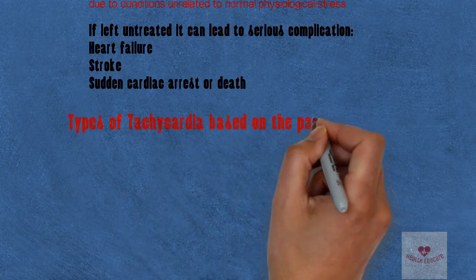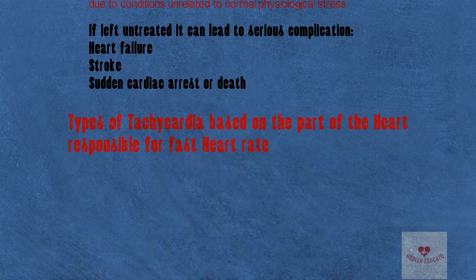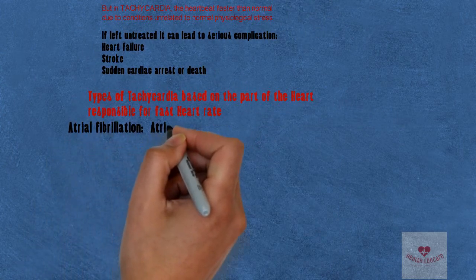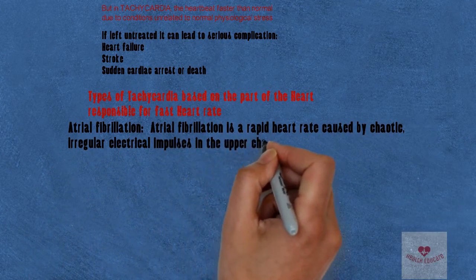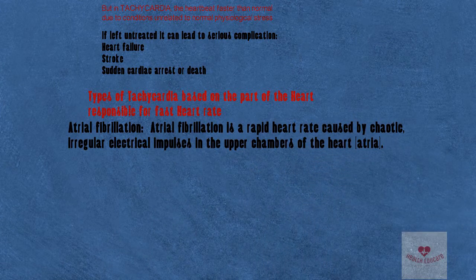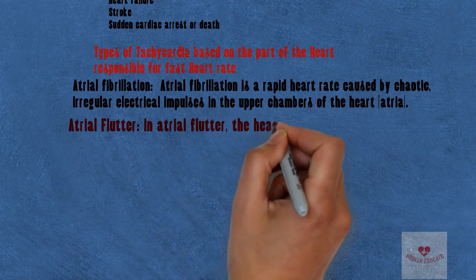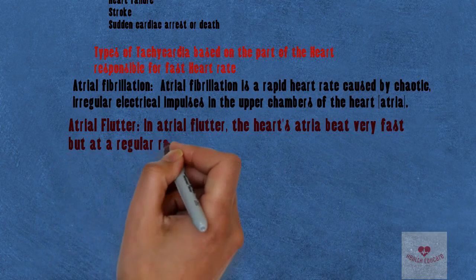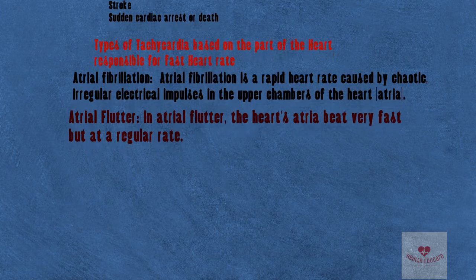There are many different types of tachycardia. They're grouped according to the part of the heart responsible for the fast heart rate and the cause of the abnormally fast heartbeat. 1. Atrial fibrillation. Atrial fibrillation is a rapid heart rate caused by chaotic, irregular electrical impulses in the upper chambers of the heart, the atria. These signals result in rapid, uncoordinated, weak contractions of the atria. 2. Atrial flutter. In atrial flutter, the heart's atria beat very fast but at a regular rate. The fast rate results in weak contractions of the atria. Atrial flutter is caused by irregular circuitry within the atria.